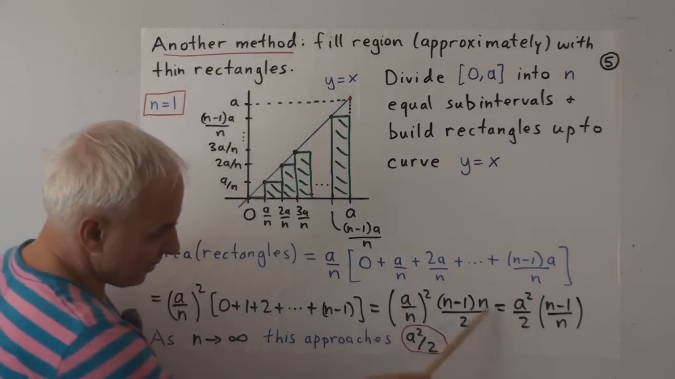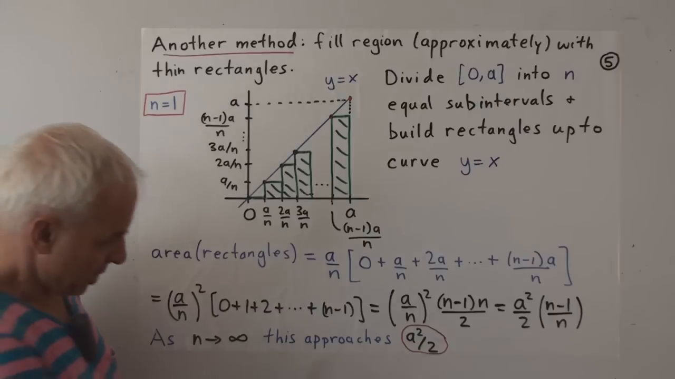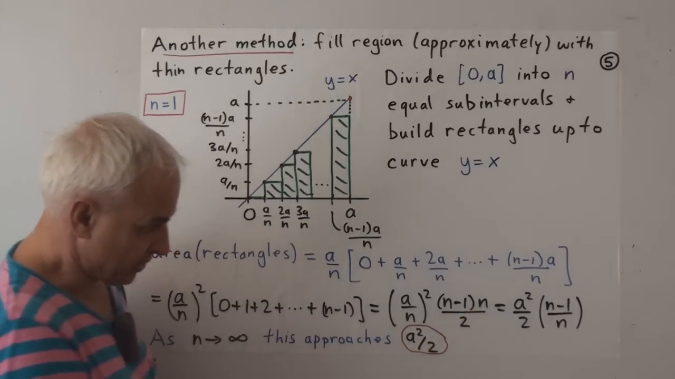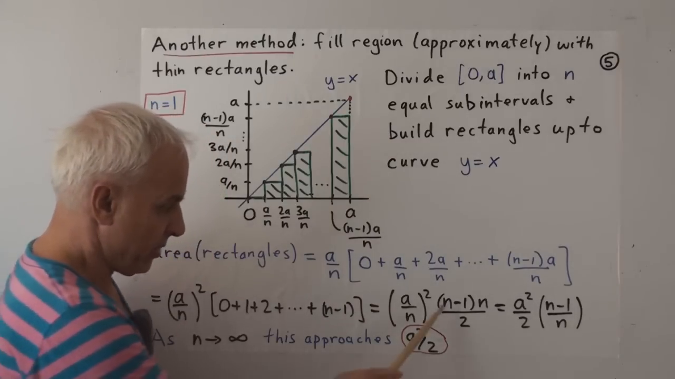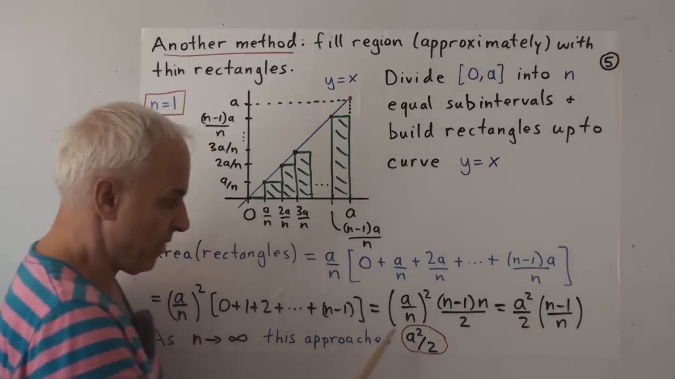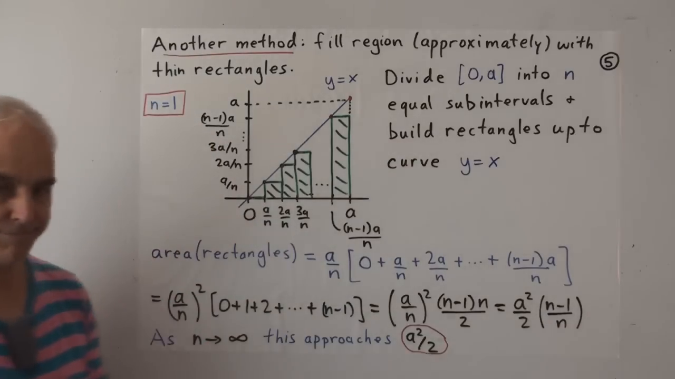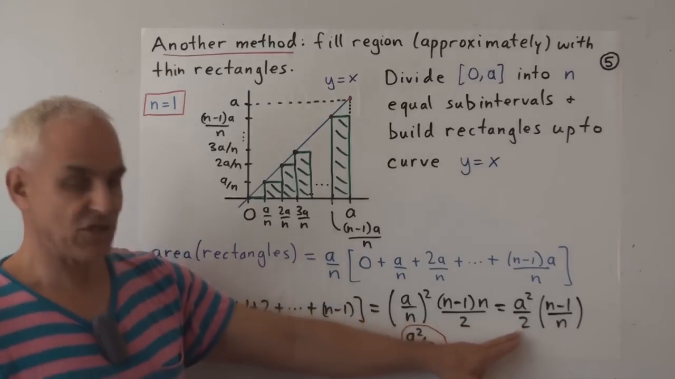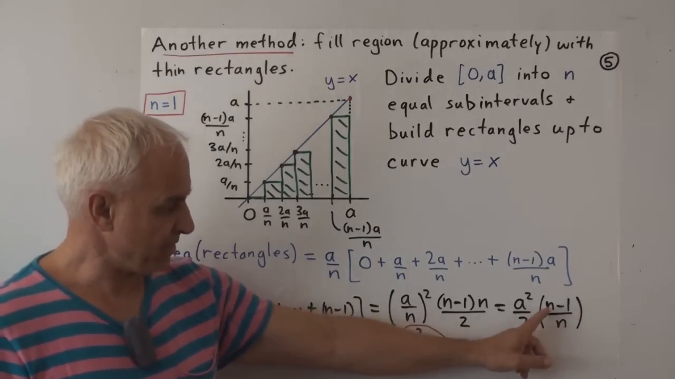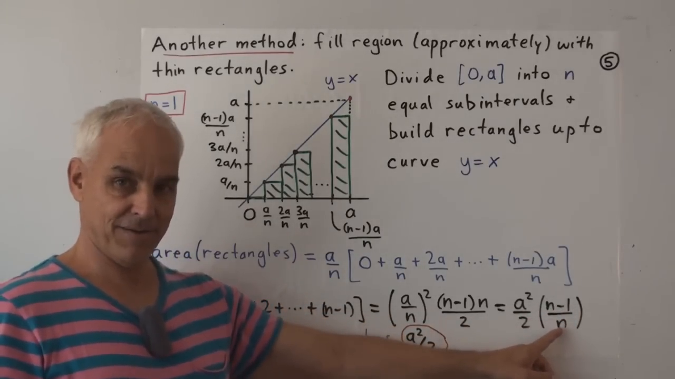Okay, so once we've gotten this formula for it, we can simplify a little bit. One of these n's will cancel with this one here. So we get a squared over 2. And we have an n minus 1 still on the top and an n on the bottom. So we can see this is almost a squared over 2, but not quite, because n minus 1 is a little bit less than n.